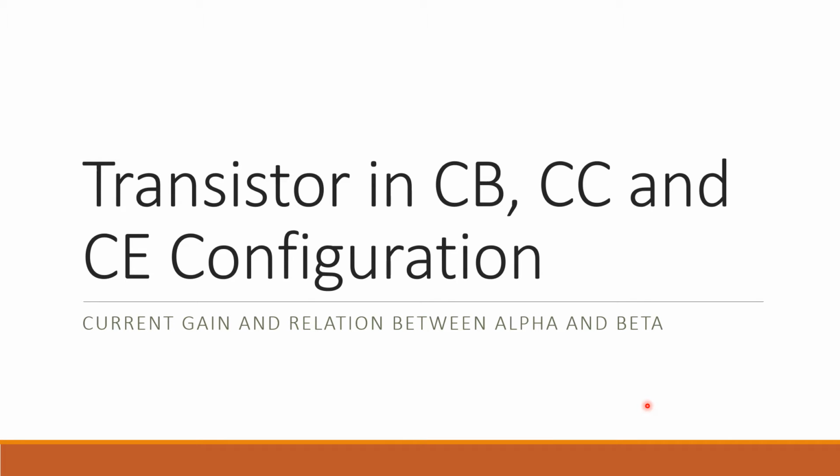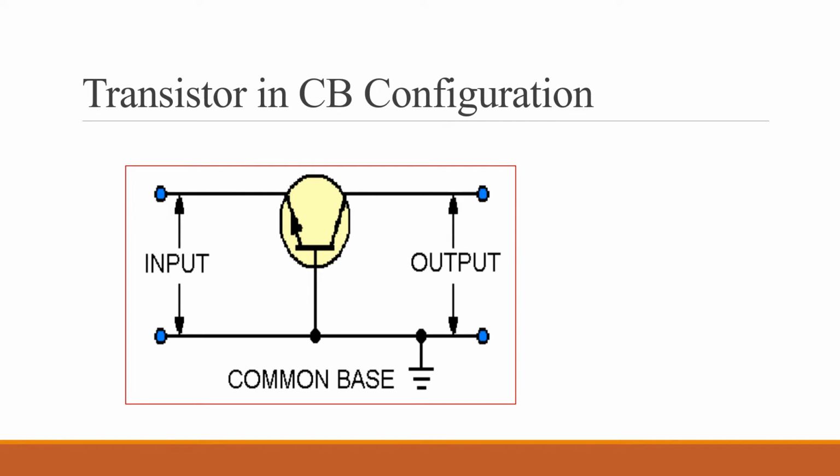Everyone. Today we are going to study transistor in CB, CC and CE configuration along with current gain and relationship between alpha and beta. In our earlier video we have seen what is BJT, that is the transistors, and its block diagrams. So let us study the CB configuration, CC configuration and CE configuration. We know transistors can be used as an amplifier and they are in the three configurations, that is CE, CB, CC. Okay, in this we are going to see the CB configuration.